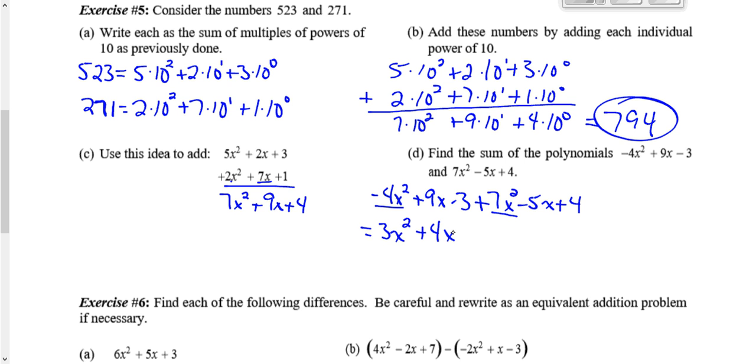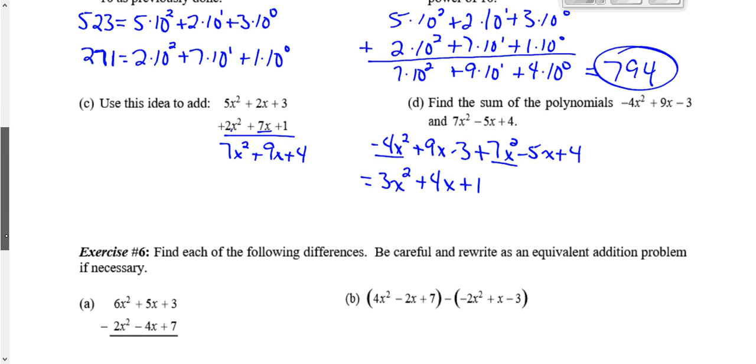And now which terms do we go to? X to the 0. So negative 3 plus 4 is plus 1. Okay? And if you start with the highest and go to the lowest terms to combine them, you automatically end up with standard polynomial form. Okay?